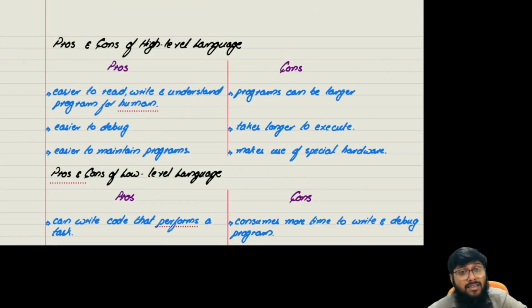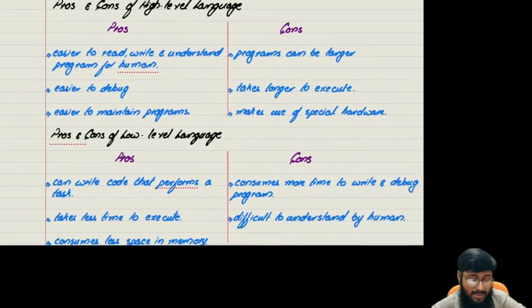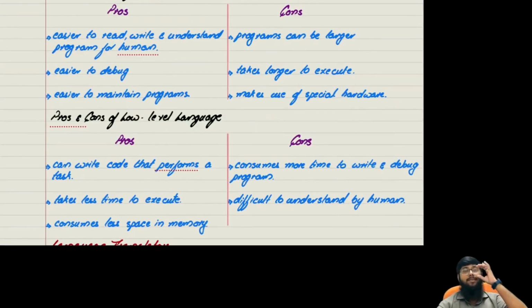Then they are easy to debug. Why are they easy to debug? Because it's a human understandable language, so you can take out the bugs easily. Similarly, they are easier to maintain. That means you can correct those programs quite easily on your own.